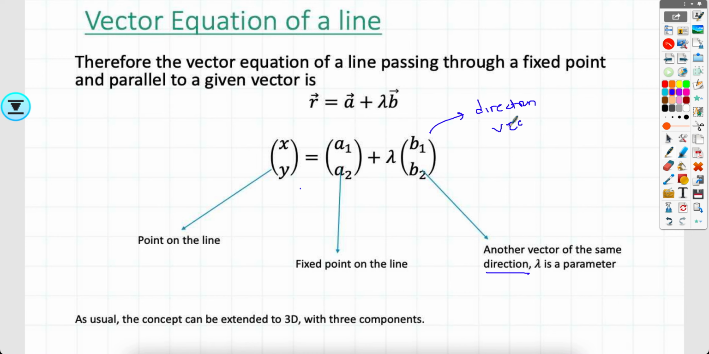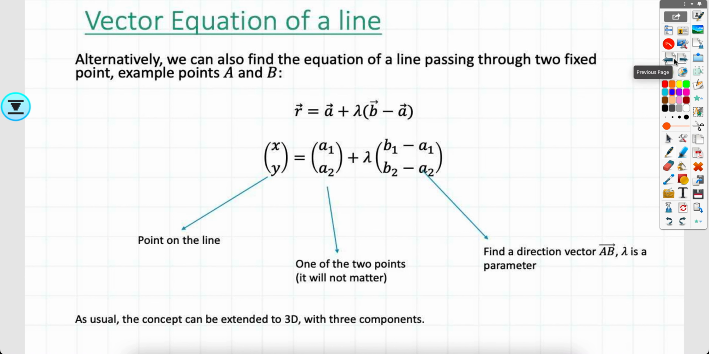So this tells you the direction that your line is going to, and we use it a lot for different lines. You'll see how we do that. So as usual, the concept can be extended to 3D. You just have x, y, and z, a1, a2, a3, and so on.